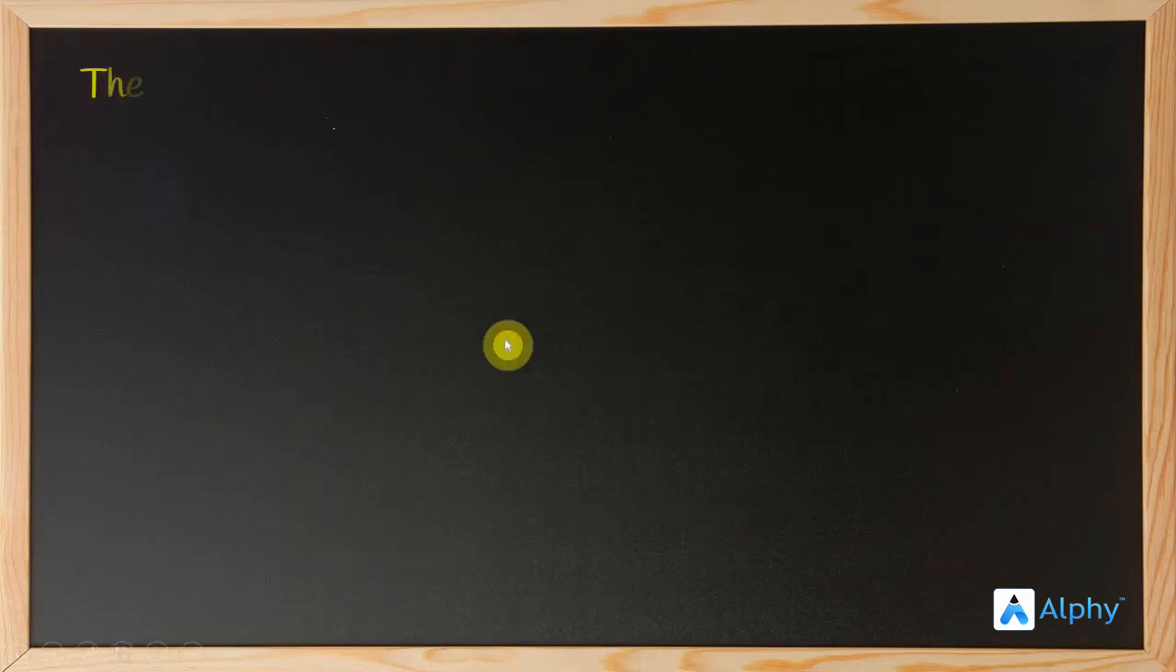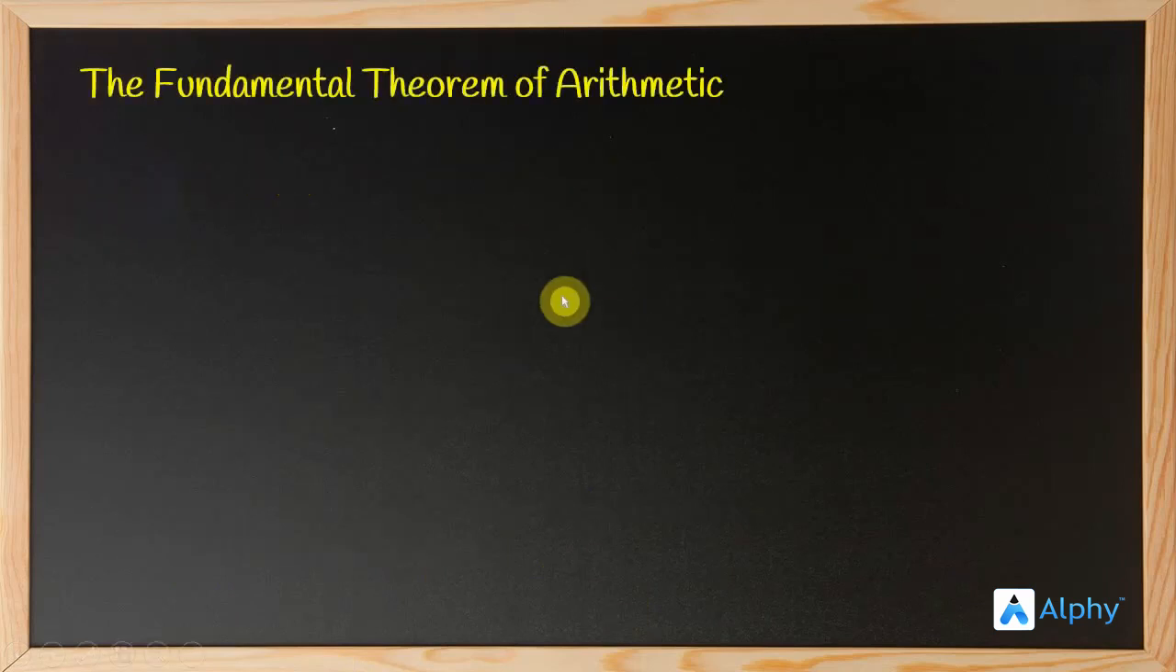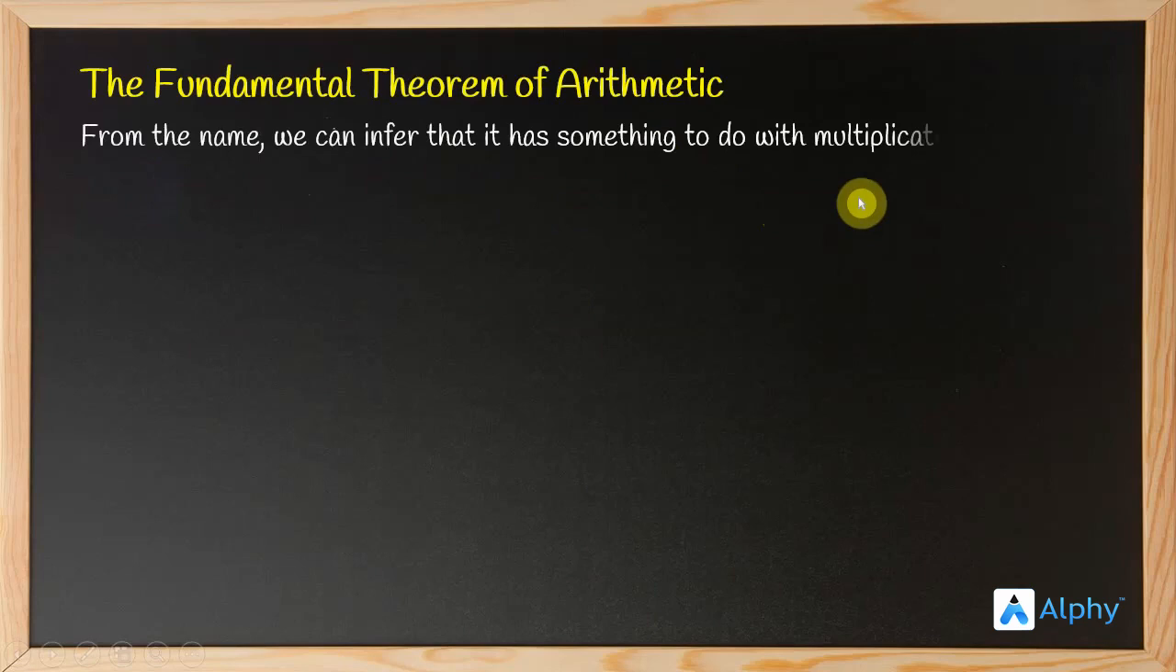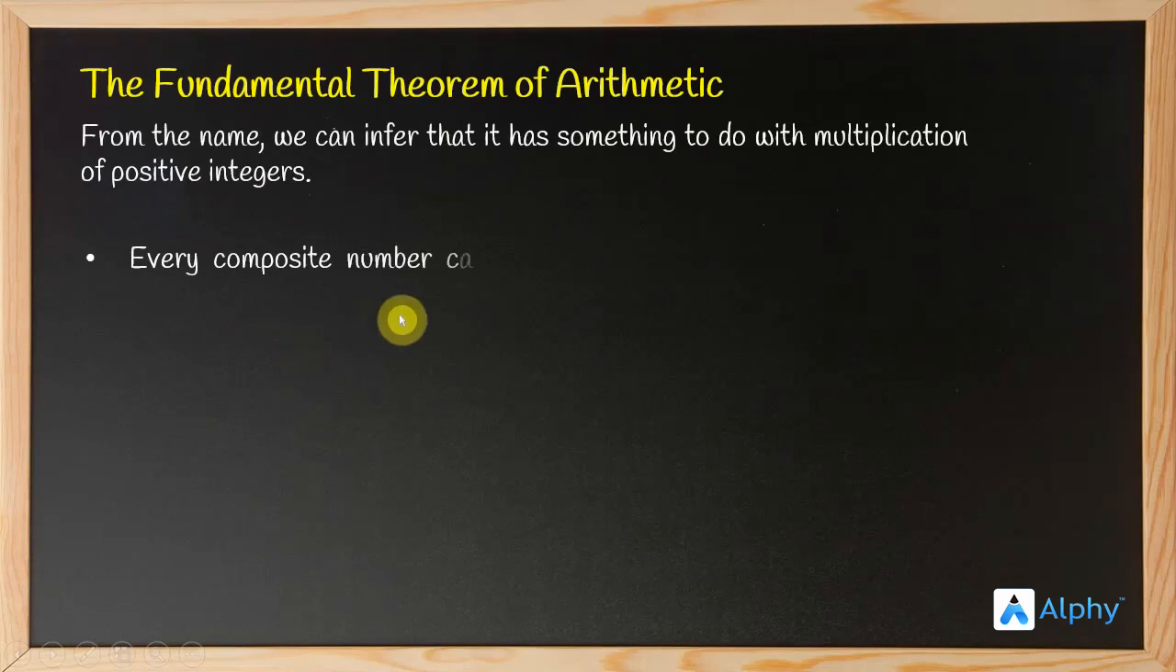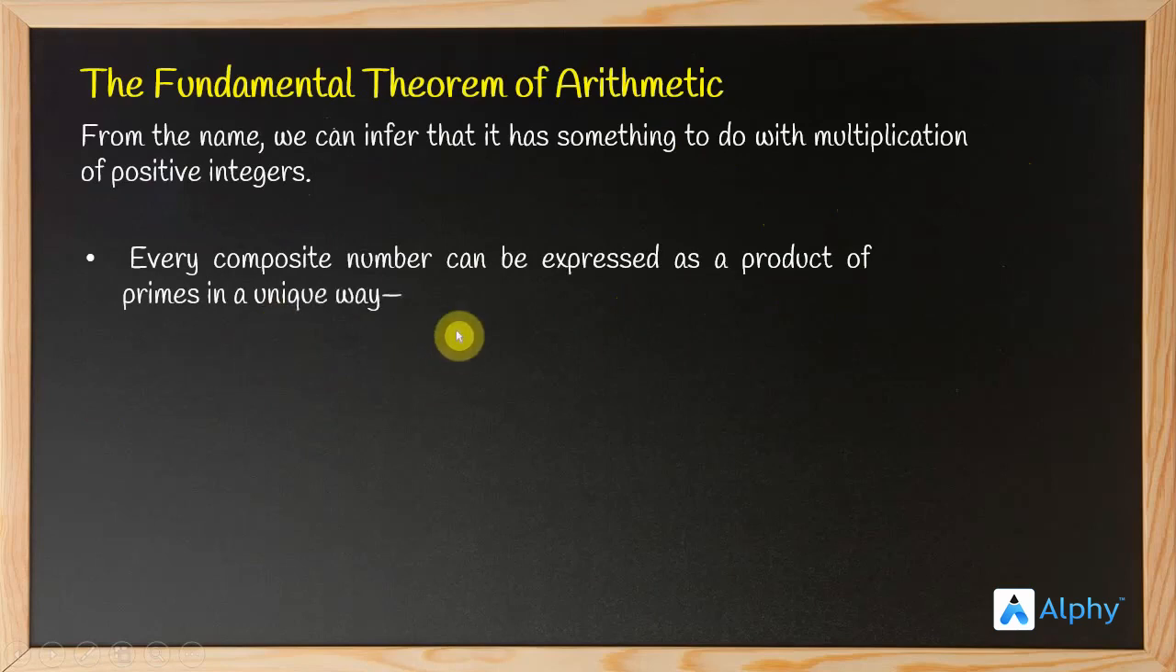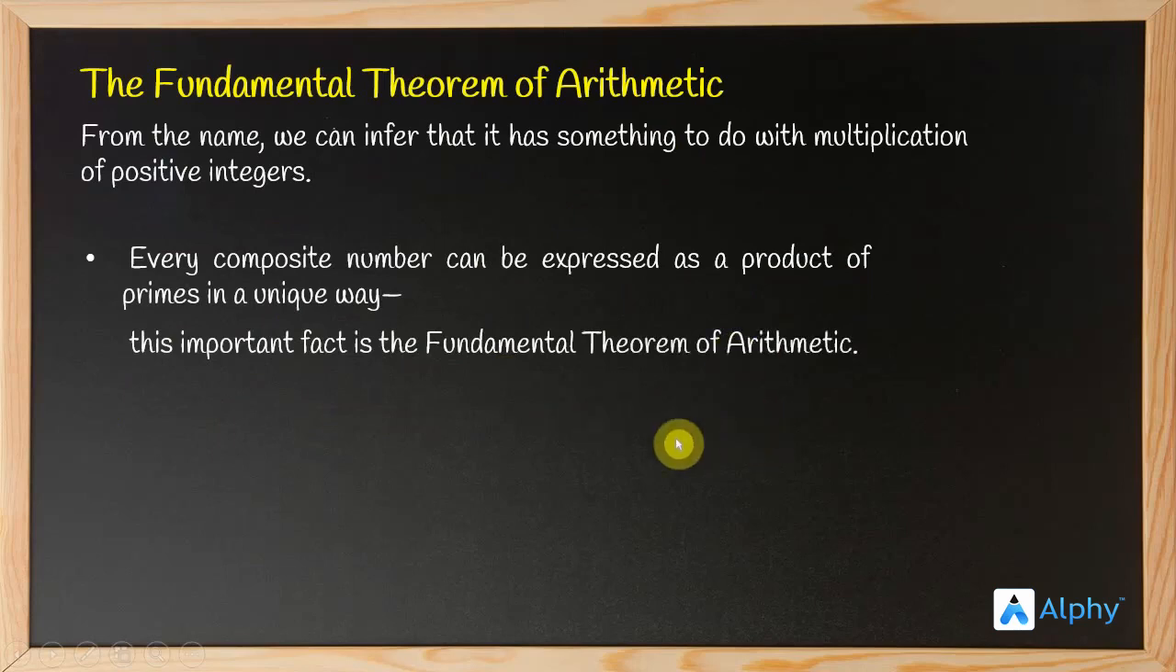So moving on, we have the fundamental theorem of arithmetic. Now from the name we can infer that it has something to do with the multiplication of positive integers. So every composite number can be expressed as a product of primes in a unique way. This important fact is the fundamental theorem of arithmetic. So basically we can express any composite number as a product of primes in a unique way. This is just a simple statement, and we are going to see this in detail later on.